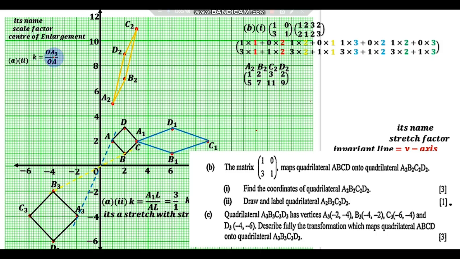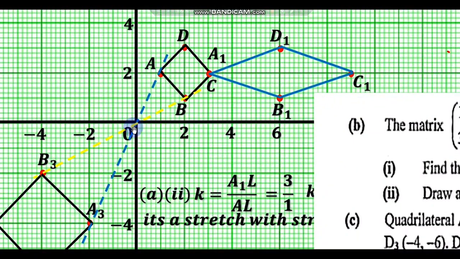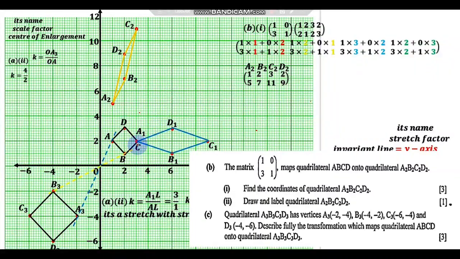The scale factor in this case will be the distance from the center to the image, divided by the distance from the center to your object. Look at this. The distance from the center to my image, A3, is 1, 2, then 4. So from the center to this point, that is 4. Then from the center to the object, which is A, that is 2, because this is 1, then 2. So now we can write down those values. k is equal to 4 divided by 2. When you divide, k will just be 2.